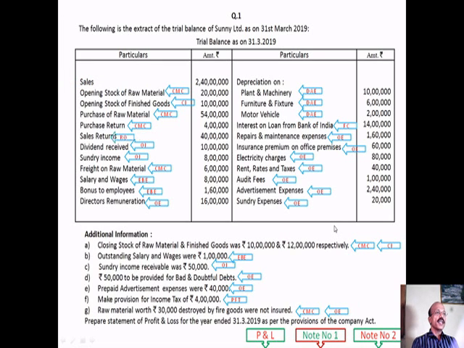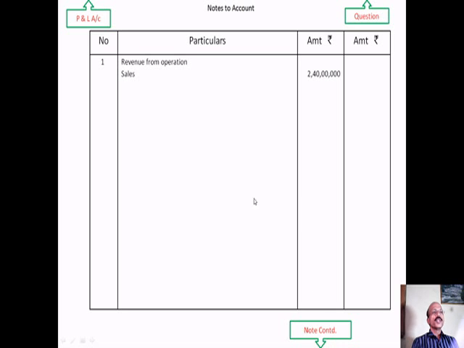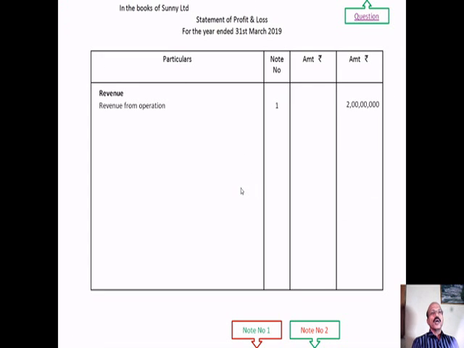Sales goes to revenue from operation, that comes to the note here. The amount is 2 crore 40 lakh and sales return is 40 lakh. So the net sales is 2 crore. That's working note number 1. Net sales is 2 crore, and that goes to the profit and loss account. The amount of net revenue from operation is 2 crores.